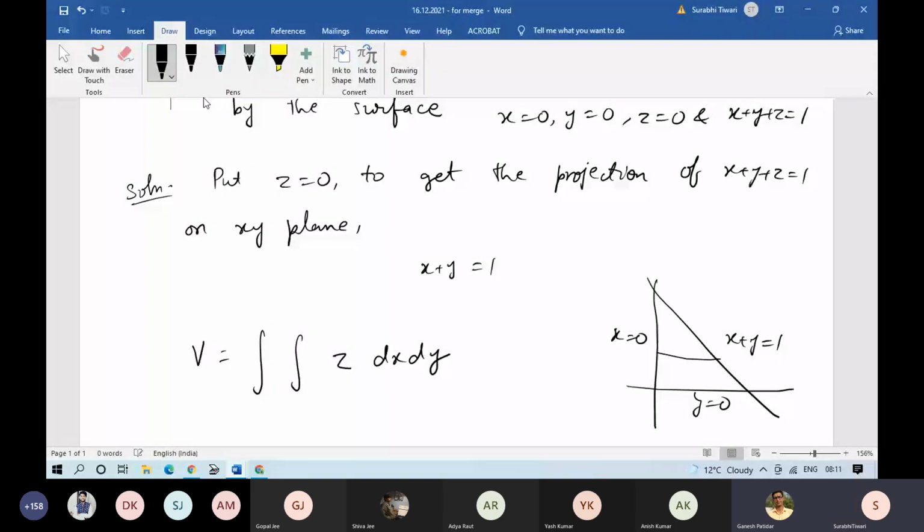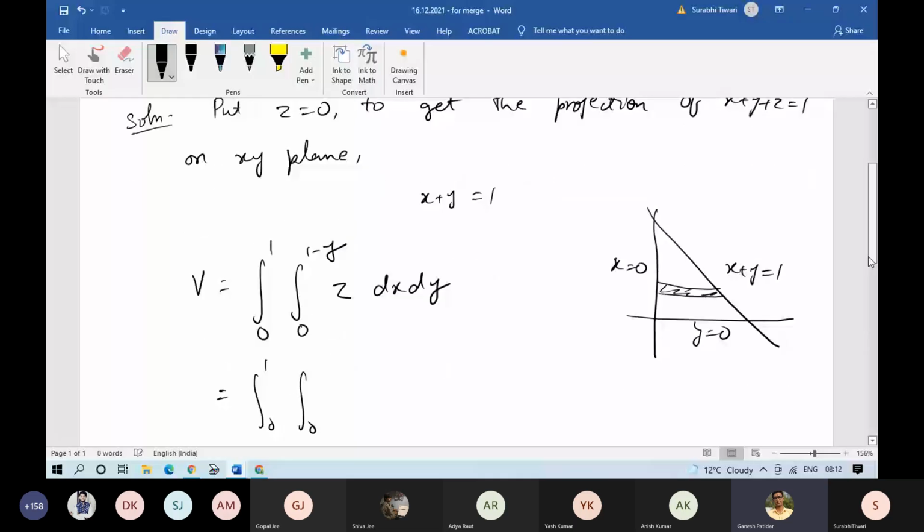Take a strip parallel to the x-axis. So the value of x is varying from 0 to 1 minus y, and the value of y varies from 0 to 1. Now put the value of z. Z is 1 minus x minus y, dx dy. Now you calculate the volume.